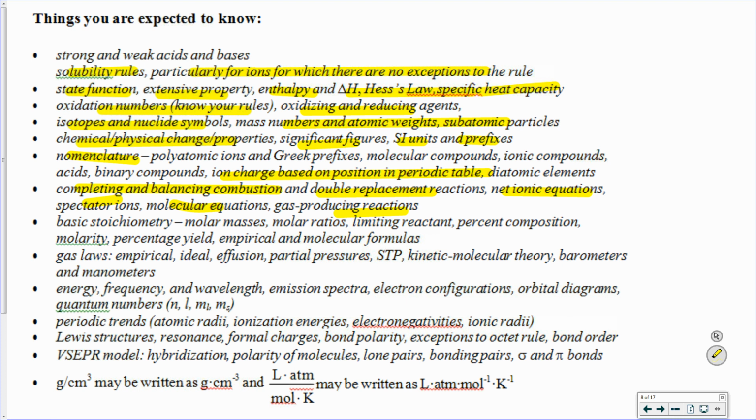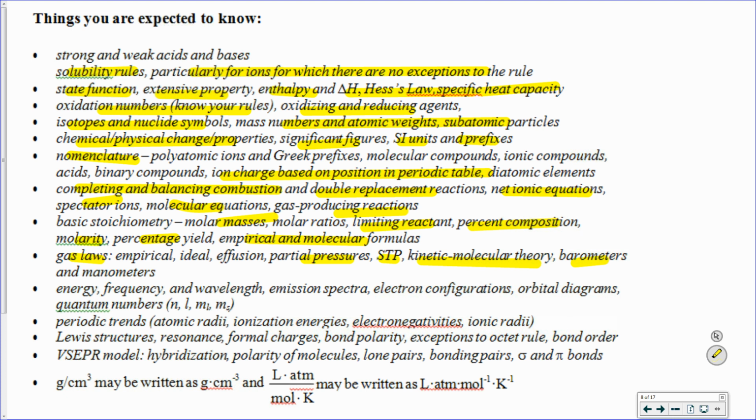The basis of stoichiometry. So molar masses, mole ratios, limiting reactant, percent compositions, molarity, percent yields, empirical and molecular formulas. We talked about all that stuff over the course of the semester. The gas laws, the simple gas laws, the ideal gas law, partial pressures, standard temperature and pressure, the idea of what's happening with molecular motion with changes in temperature and pressure. That's called the kinetic molecular theory, as well as the way barometers and manometers work.